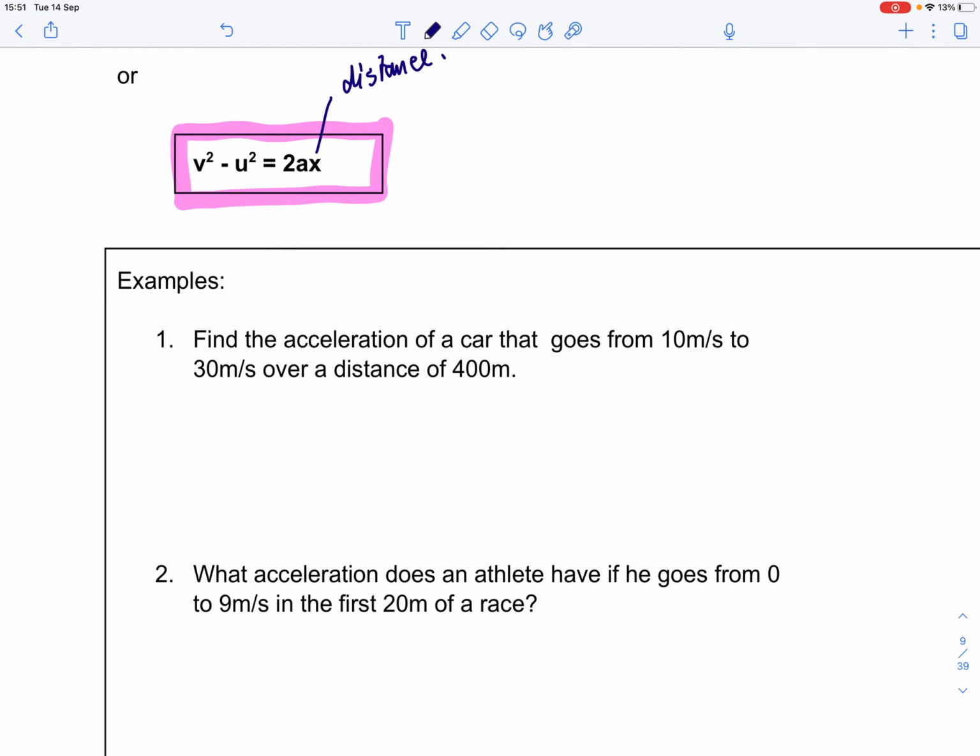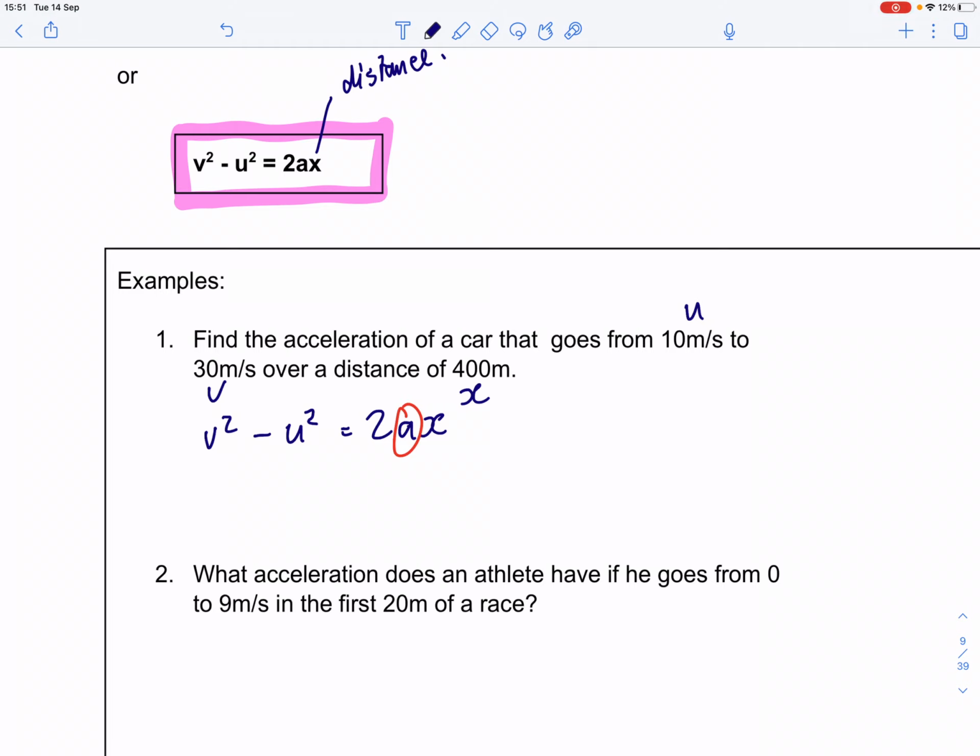So here's an example. Find the acceleration of a car that goes from 10 meters per second to 30 meters per second over a distance of 400 meters. So it's going from this, that's initial, to this, that's final, and this is x, the distance, and we want to find the acceleration. So straight away we have to rearrange it. Let me help you with that. We have v squared minus u squared is equal to 2ax, and we want to make a the subject of our equation.